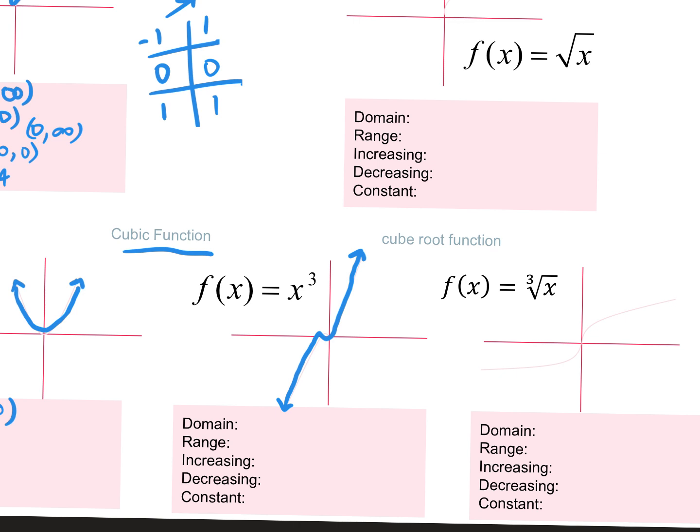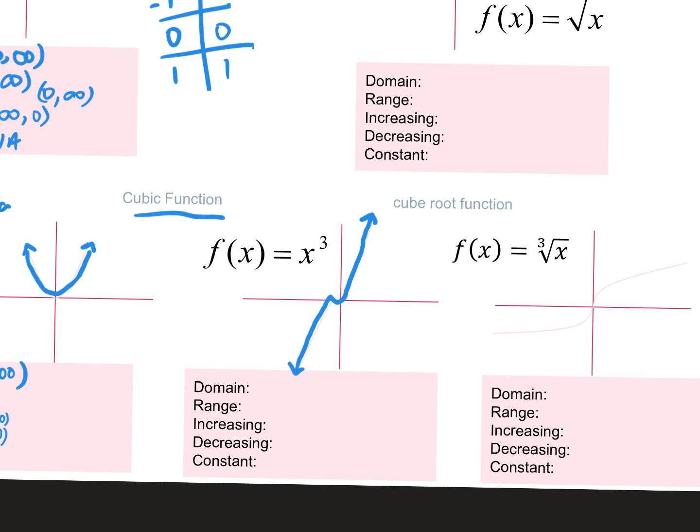But let's think about this. Do I have any domain restrictions? Are there any numbers I cannot use for x? No, I can use anything I want. So what would my domain be? -infinity, good, to +infinity. What's my range here? Look at the graph. What's my range from low to high? -infinity to what? +infinity, good.